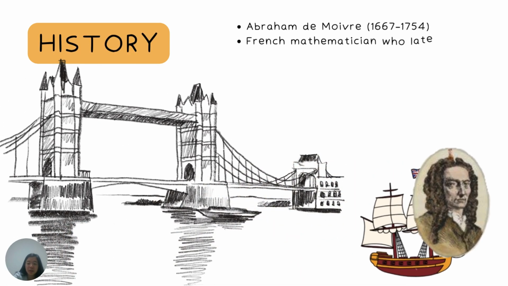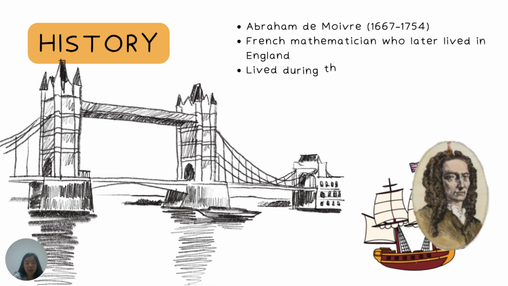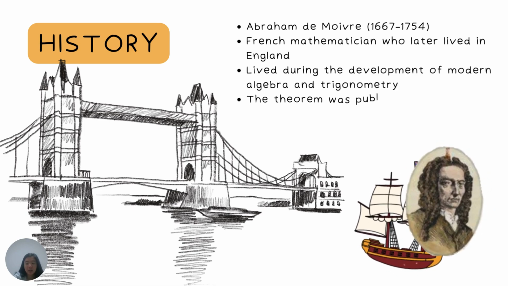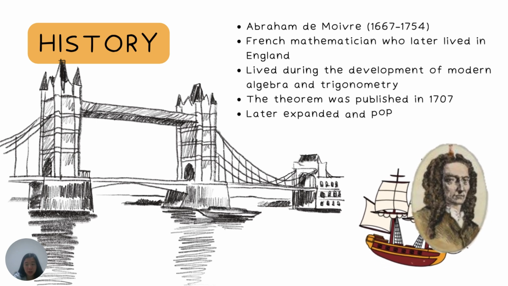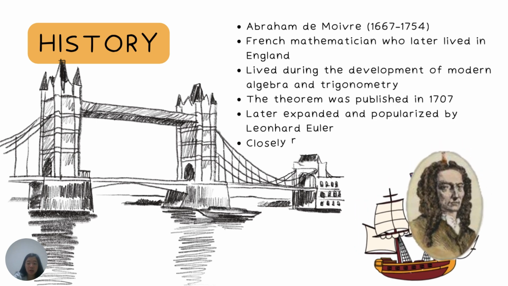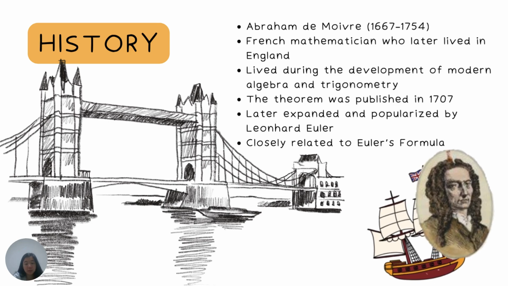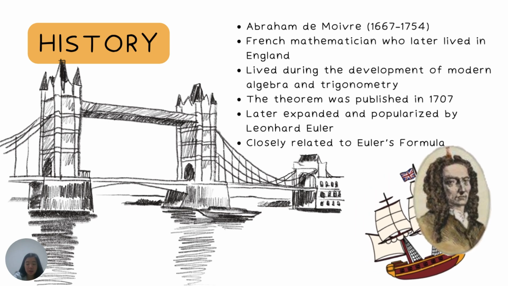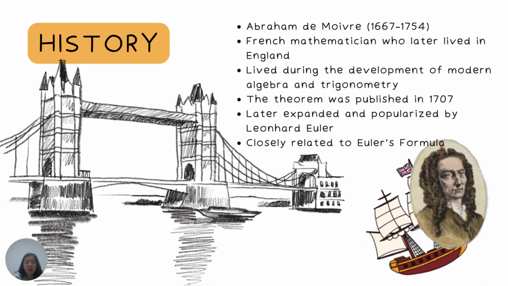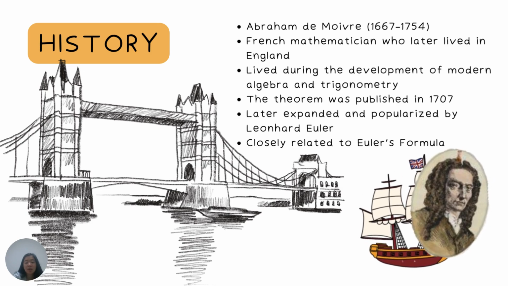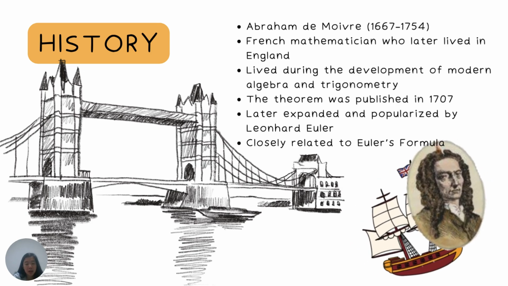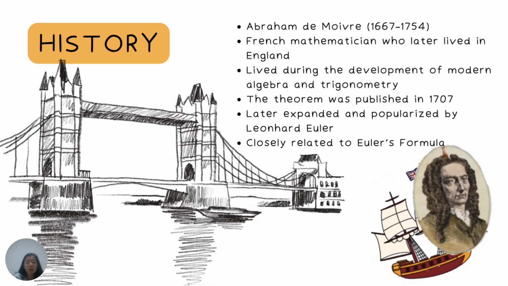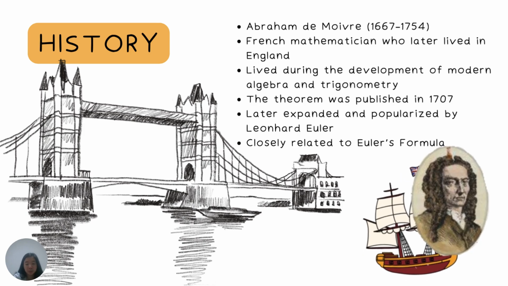De Moivre's theorem is named after Abraham de Moivre, a French mathematician born in 1667. Due to religious persecution, he moved to England where he continued his mathematical work. And in 1707, de Moivre discovered a pattern connecting complex numbers and trigonometric functions, especially when raising complex numbers to higher powers. This discovery later became known as de Moivre's theorem.